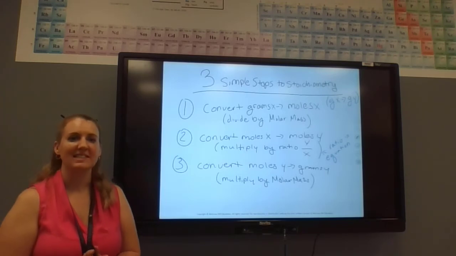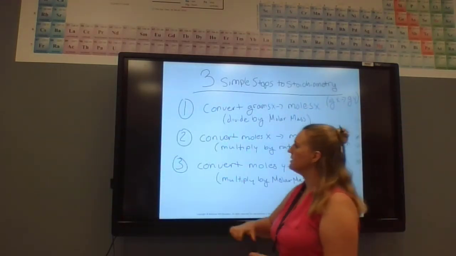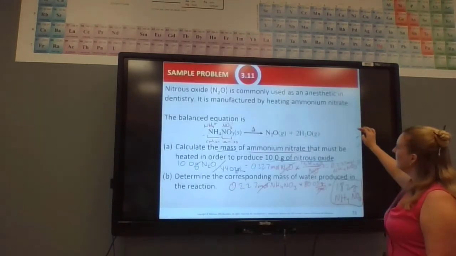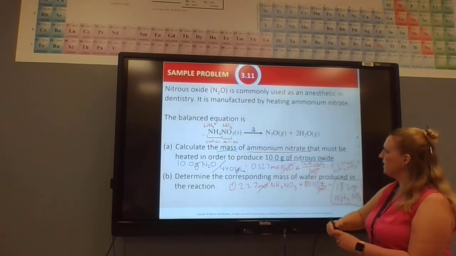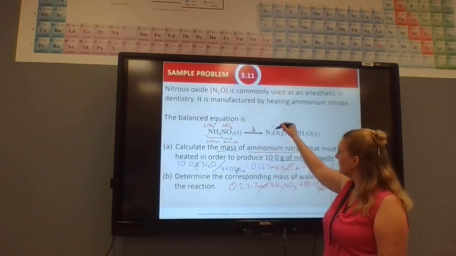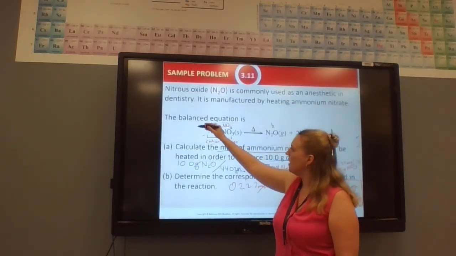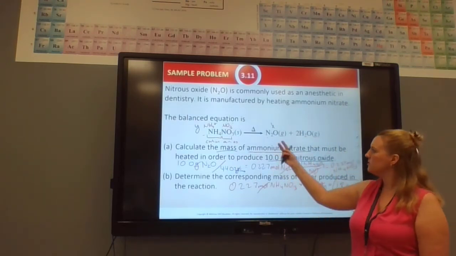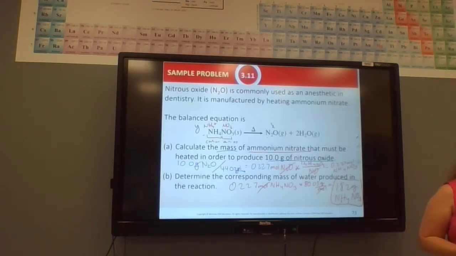Yes? What do X and Y stand for? They're just 2 things in the equation. Like in this last problem, I was given nitrous oxide, so nitrous oxide would be my X. And I was being asked for ammonium nitrate, so ammonium nitrate would be my Y. It's just whatever 2 things in the equation you're going between. X is what you start with, and Y is what you're trying to get to.